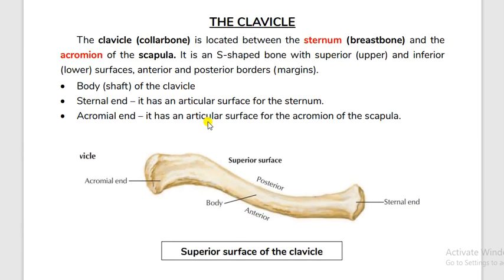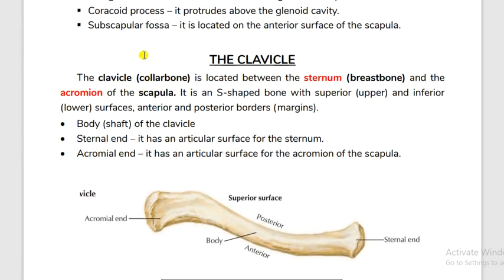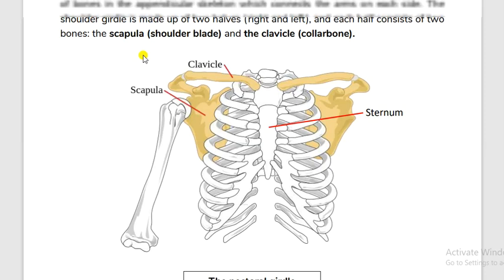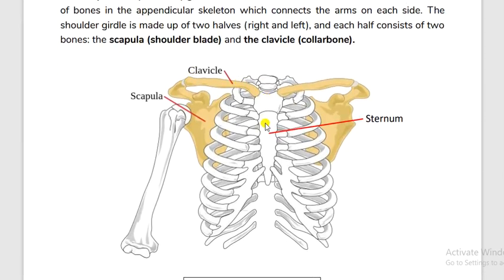The clavicle, also known as the collarbone, is located between the sternum, also known as the breastbone, and the acromion of the scapula. So this is the clavicle. This is the breastbone or sternum, and this is the acromion of the scapula. This is the clavicle here.